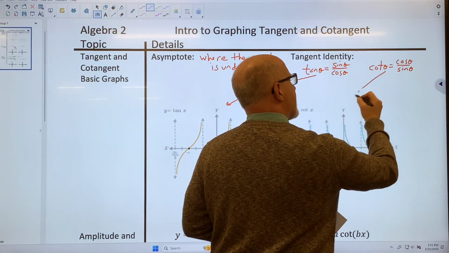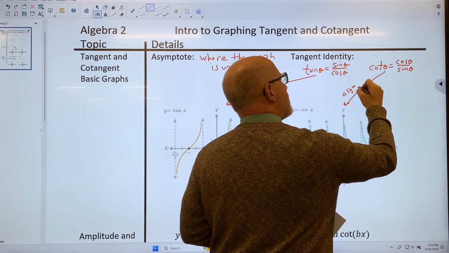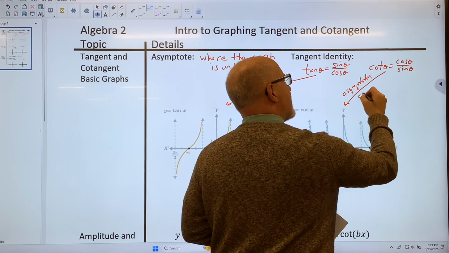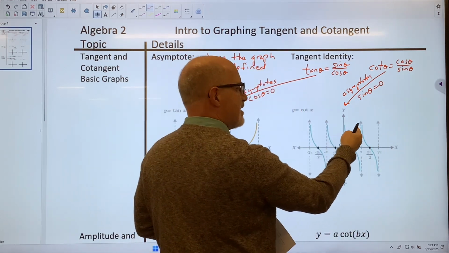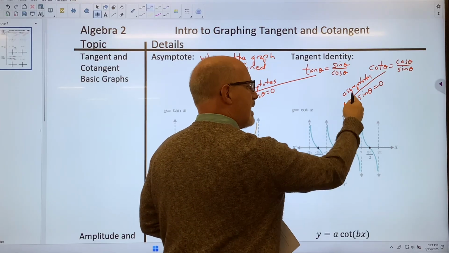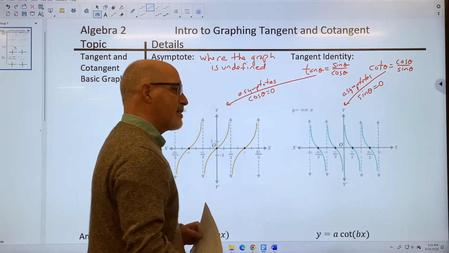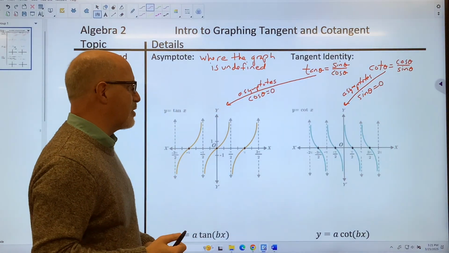Cotangent, on the other hand, has asymptotes that are going to show up where sine theta, the denominator, is going to equal 0. So notice sine is equal to 0 at 0, at pi, or 180 degrees, at 2 pi, or 360. So those values are going to be where they define the asymptotes.